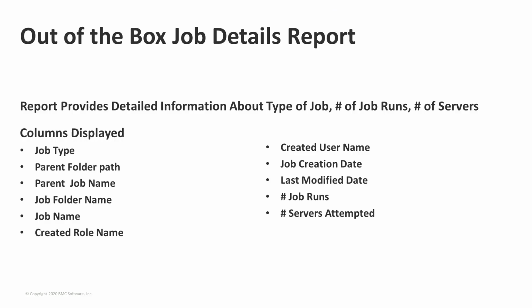Out-of-box job detail report. This report provides the detailed information about type of job, number of job runs, number of servers attempted in this job. Columns displayed in this report: job type, parent folder path, parent job name, job name, created role name, created username, job creation date, last modified date, number of job runs, number of servers attempted.